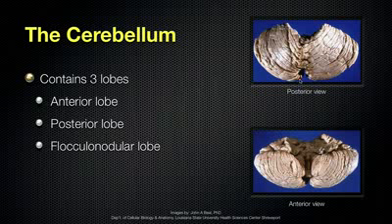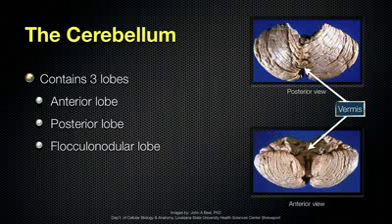Now, the largest lobe would be, you can see that here, the posterior lobes. You can see that's bigger than the anterior. And the smallest would be the flocculonodular lobe. There's one more structure that I want to talk about, and that is called the vermis. And you can see the vermis right there, kind of in between the two lobes.